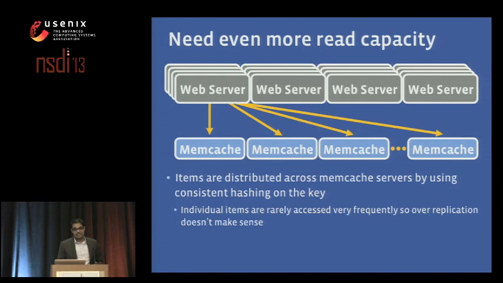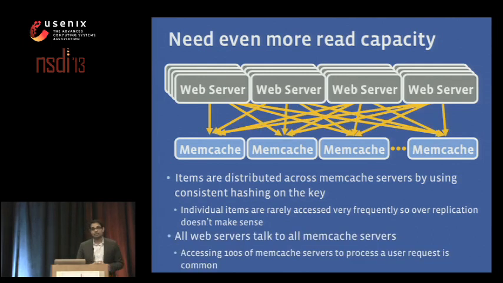Individual items are rarely accessed, so over-replication of the data doesn't really make sense. Now, if all the web servers are doing this, notice that we have a pretty big problem with all-to-all communication. That means within a very short period of time, all web servers will access all cache servers simultaneously, and this puts an enormous strain on our network and our network infrastructure that we have to handle.